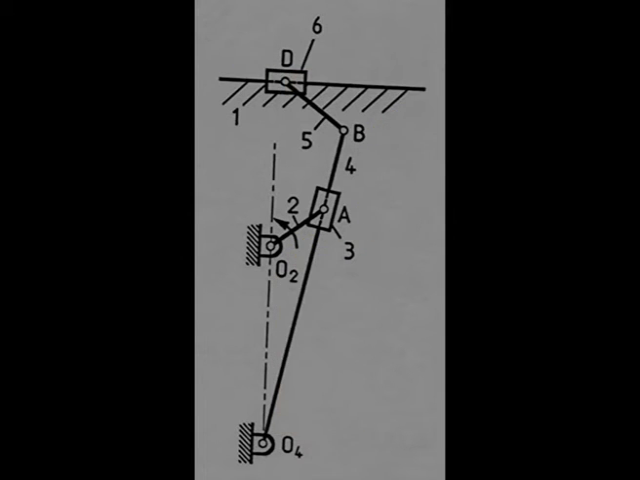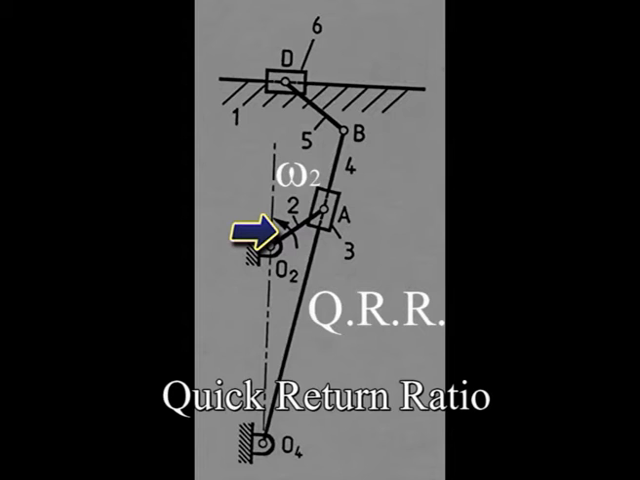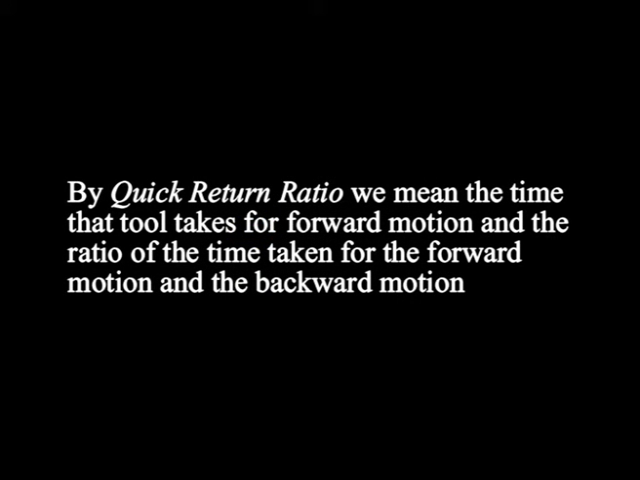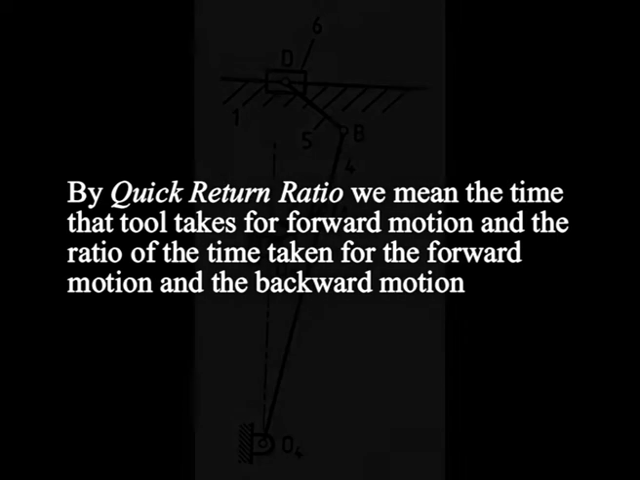The problem is, if link 2 rotates at a constant speed, say omega 2, then we have to find what we call, say, QRR, quick return ratio. By quick return ratio, we mean the ratio of the time that the tool takes for the forward motion and the time taken for the backward motion.